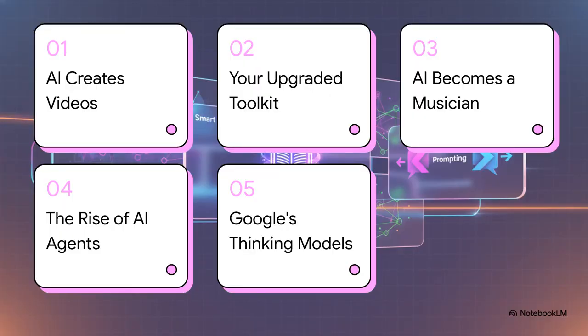Okay, so here's the plan. First, we're going to look at how AI can now create entire videos for you from scratch. Then we'll dive into your upgraded creative toolkit. After that, we'll see how AI is becoming a musician. Then we'll cover the rise of AI agents, the things that will automate your work. And finally, we'll peek under the hood at Google's powerful new thinking models.